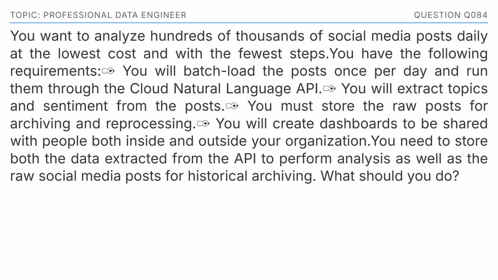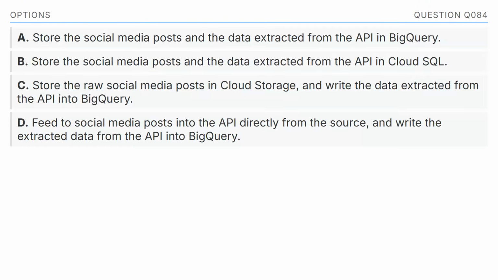You need to store both the data extracted from the API to perform analysis as well as the raw social media posts for historical archiving. What should you do? The options are: Option A, store the social media posts and the data extracted from the API in BigQuery. Option B, store the social media posts and the data extracted from the API in Cloud SQL.